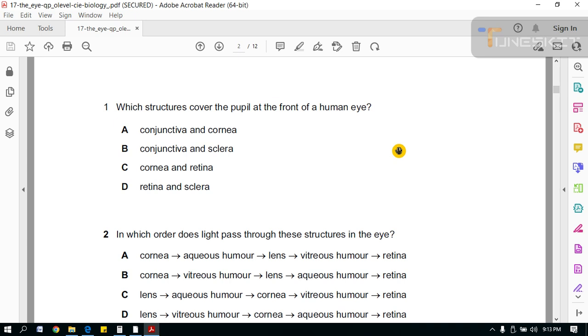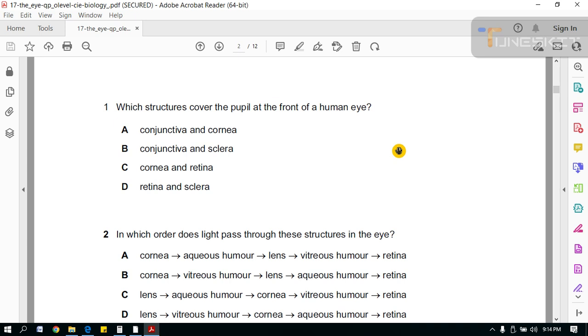So in order to attempt this paper, it is very important for all of you to have a strong grip on the structure and the function of different parts of an eye. When you have a good understanding of the structure and the specific components of an eye and how they perform their functions in the human eye, it will be easy for you to attempt all these questions.